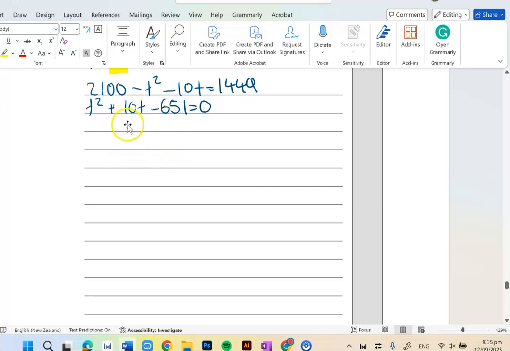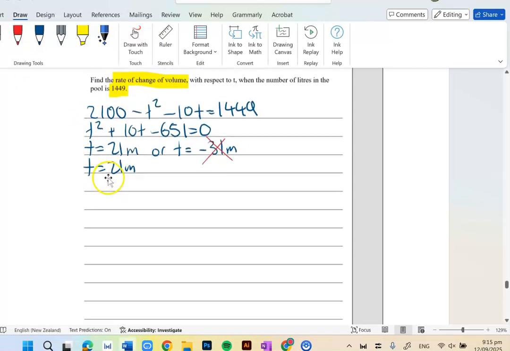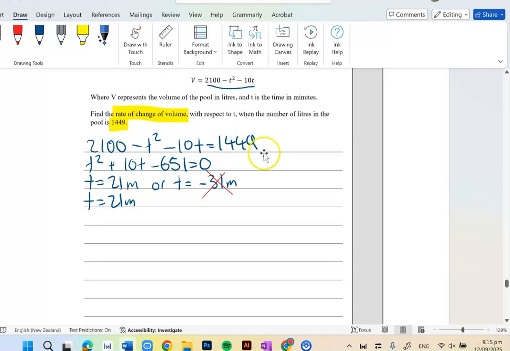If you put this into your graphics calculator or quadratic formula, you will get t either equals 21 minutes or t equals negative 31 minutes. Now obviously t must equal 21 because we can't have a negative time. So it's not this one. Once we have our t value, we go back up to this equation and we just differentiate it because we want to find the rate of change, which means the differentiated version.